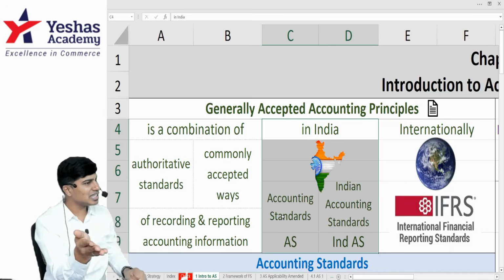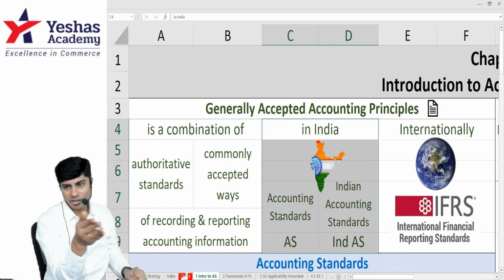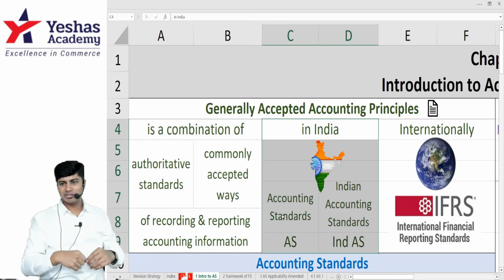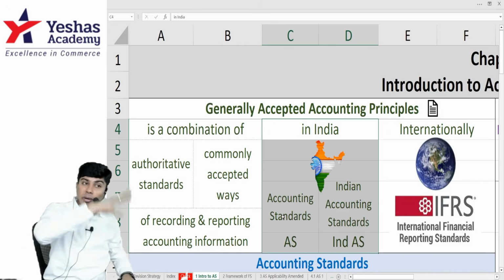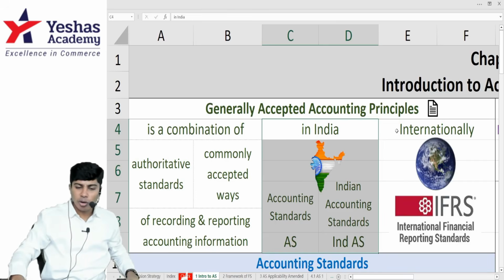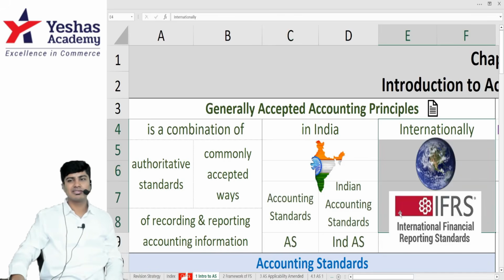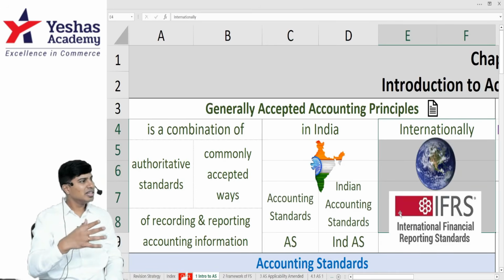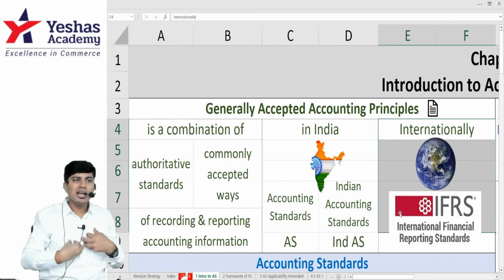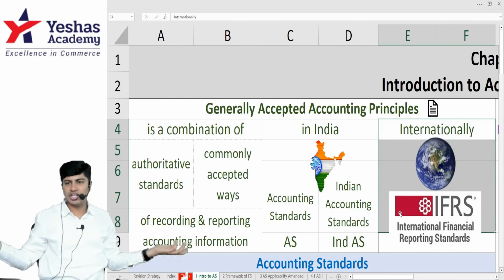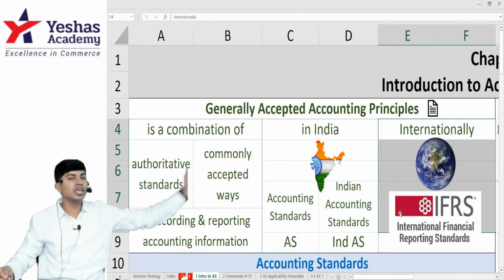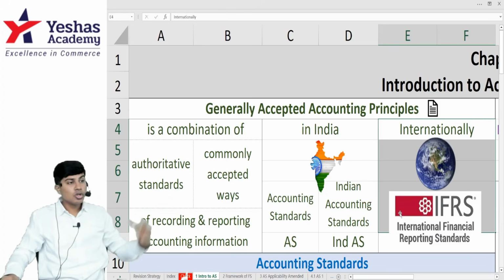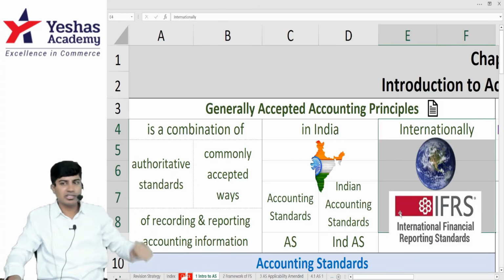So now different countries have different rules, and different rules will give different profits. How can I compare profits? That's not fair. So what we did is, globally, all the countries started adopting IFRS. Every country said, yes, I have my own accounting standards, but I think I need to embrace the change. I need to go global. I will follow IFRS. What the USA, UK and others are following, I'll adopt the same thing.